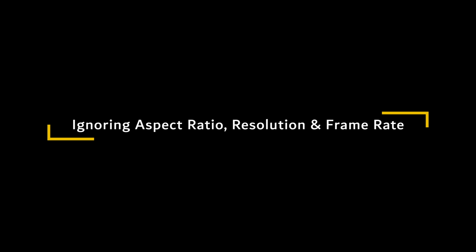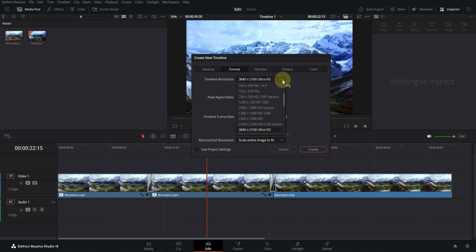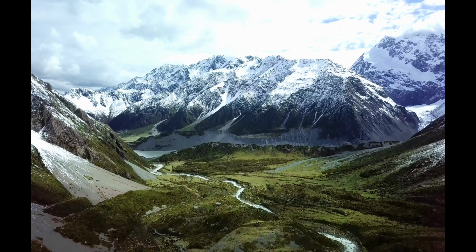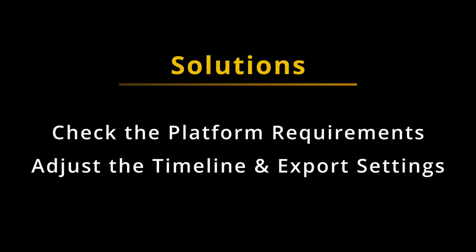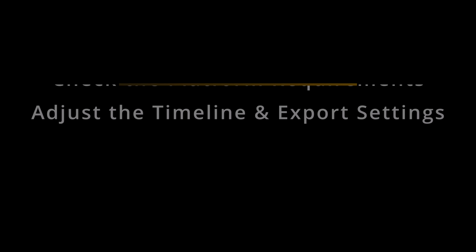Ignoring aspect ratios, resolution and frame rate. Exporting with the wrong aspect ratio, resolution, or frame rate, leading to black bars, distortion, or poor quality. Sometimes this mistake can make it unusable on some devices. Check the platform requirements and adjust the timeline and export settings for it.